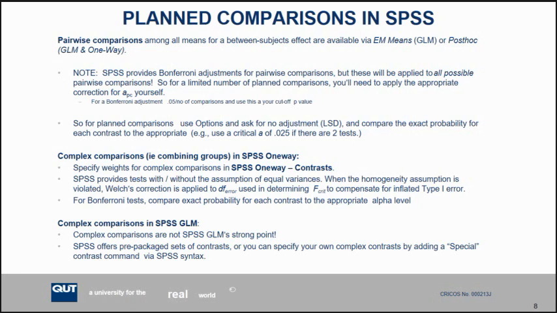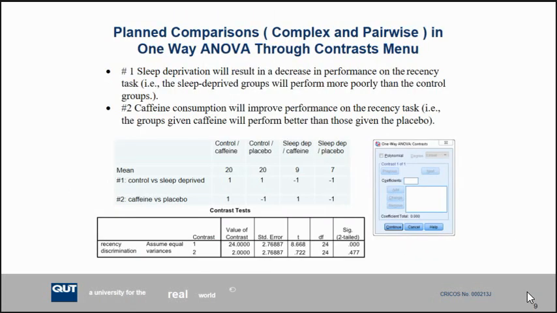For complex comparisons, it's a little trickier. In OneWay, it's very easy. We've got that lovely little contrasts option box, and we can assign the weights for the comparisons that we want. In GLM, it's a little bit more complex, and we actually have to go into the syntax and add a special contrast command. So let's have a look first at our OneWay and looking at how we might do complex or pairwise comparisons, specific ones, using the contrasts menu.